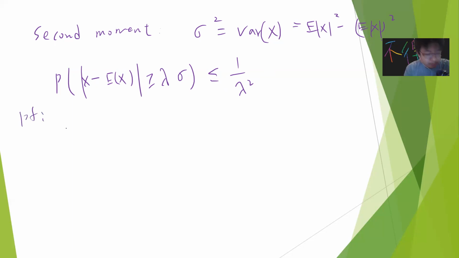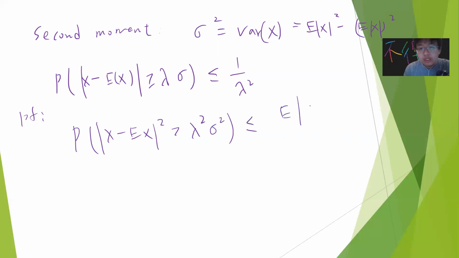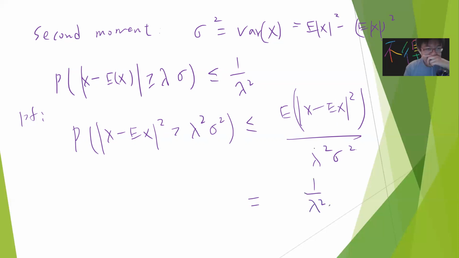Just apply the Markov inequality. So you can just use the probability that |x minus E(x)| is greater or equal to lambda sigma, where lambda squared sigma squared, is less or equal to the expectation value of (x minus E(x)) squared, by Markov, divided by lambda squared sigma squared. Okay, this is by definition, because sigma squared is defined to be the expectation value of this, so it's 1 over lambda squared. So this is the second moment method that you can use.